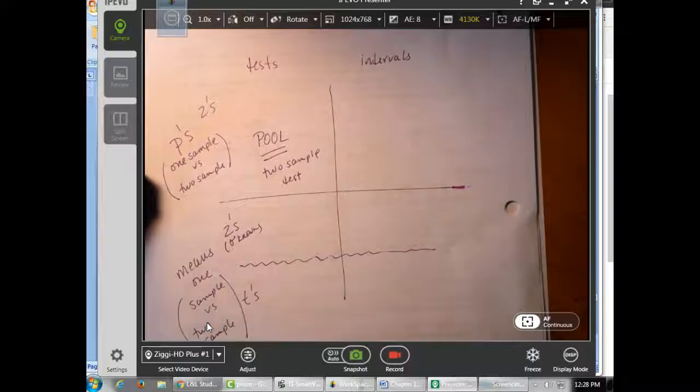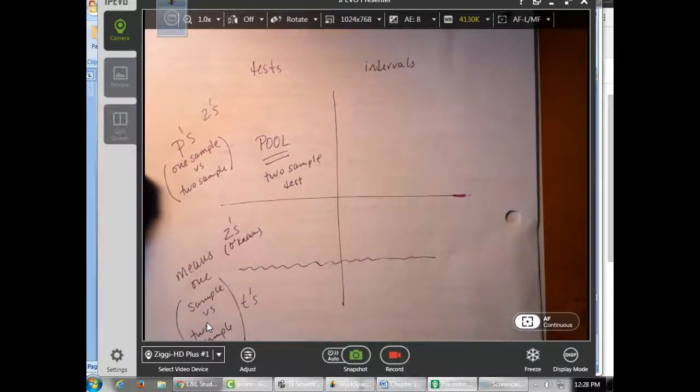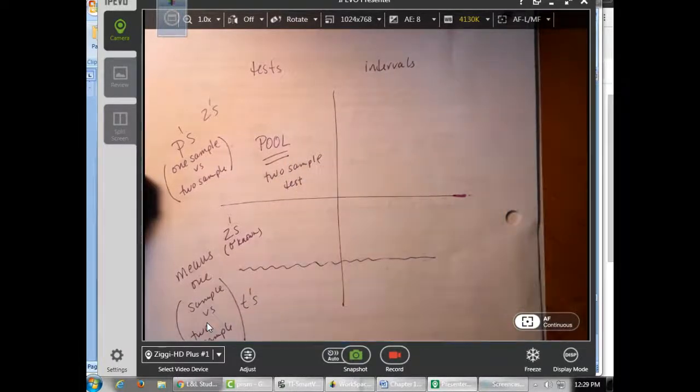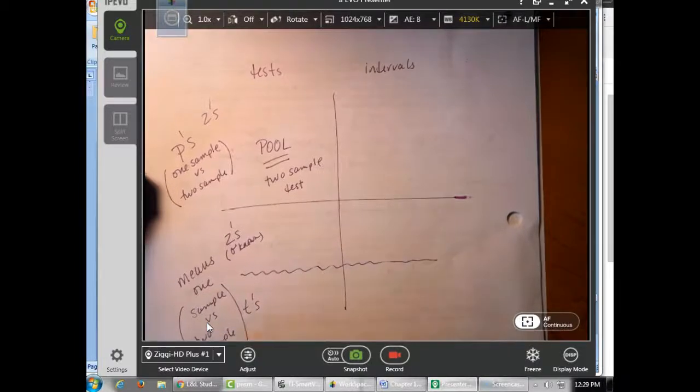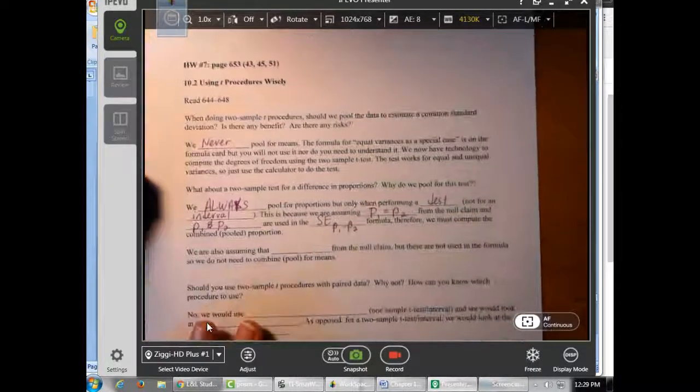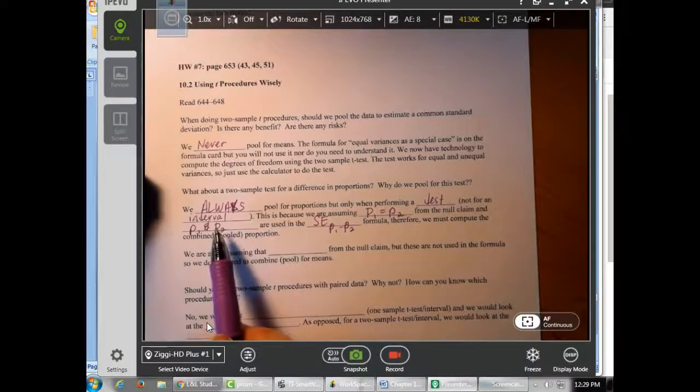Yes, Gigi? Why didn't we pool with the P test before? Because before we only had one P. This is all for two samples. Yes, very good question. So when do we pool? We only pool for proportions, a difference in proportions for the test. Why? Because we're assuming that P sub 1 is equal to P sub 2. So that's what we're assuming.